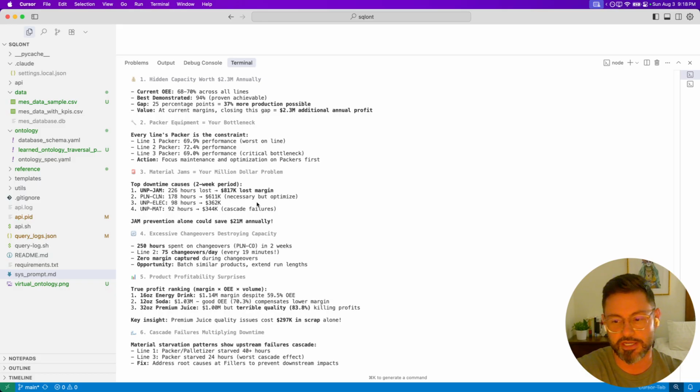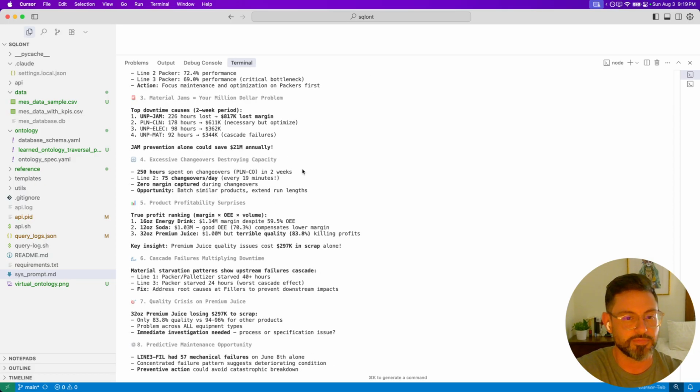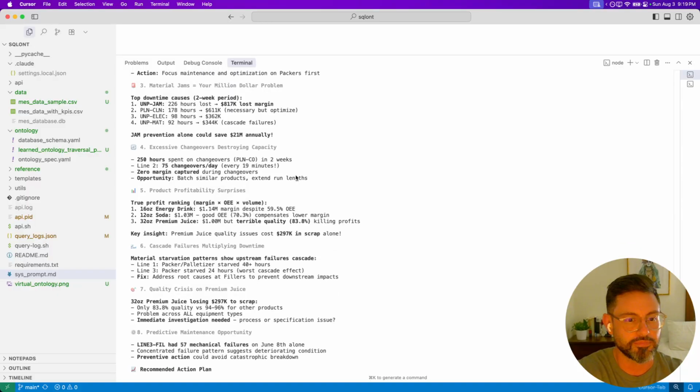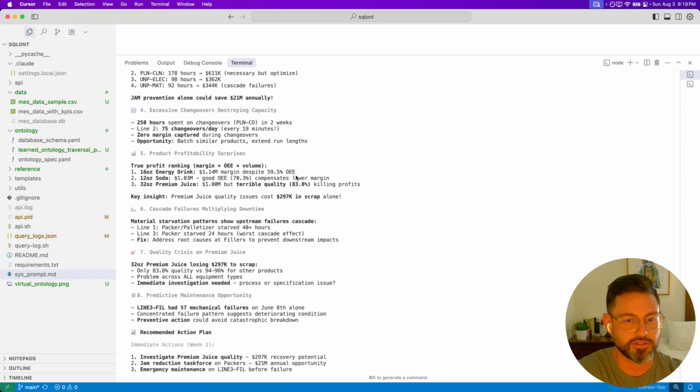And again, the toy data that I'm using is light. You'd have even more information in an enterprise system. And again, it's going off of 2 weeks of data and then projecting out annually. So that's where you're getting these large numbers here. It's kind of funny. It's fictitious, but the logic is right. Interesting profitability things here.